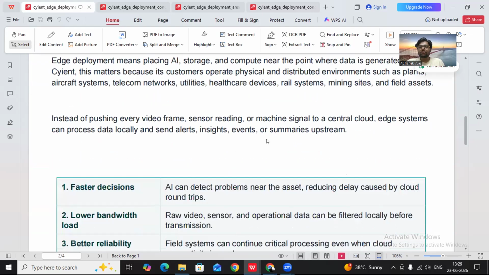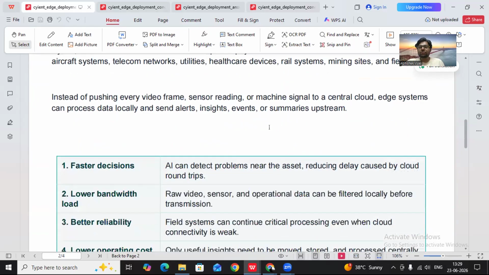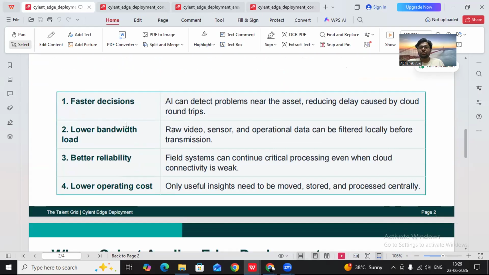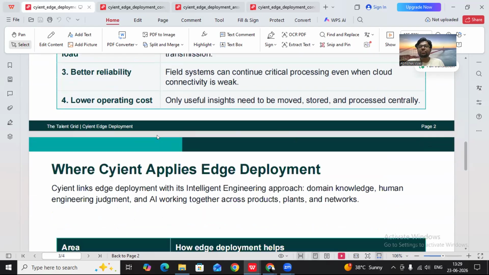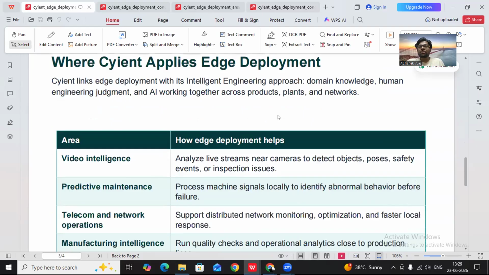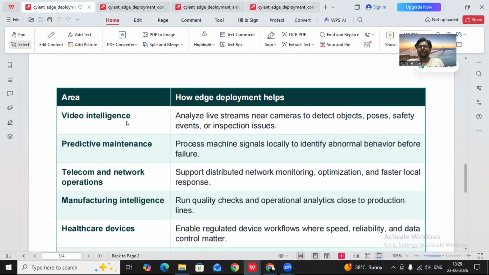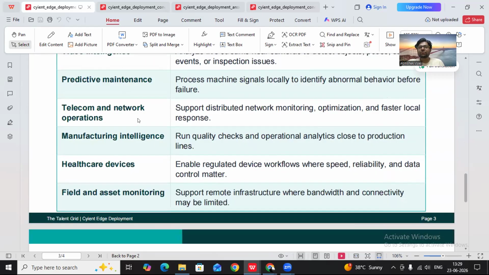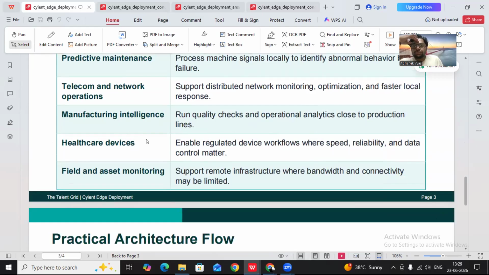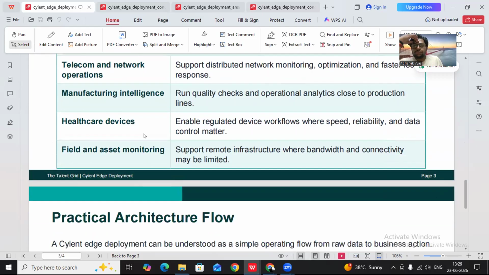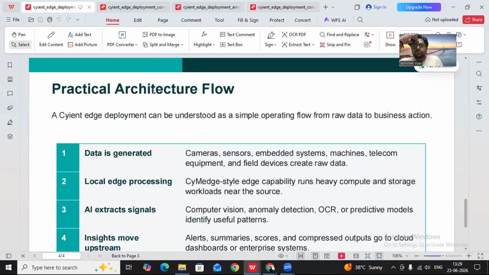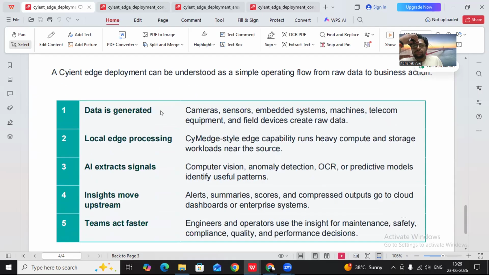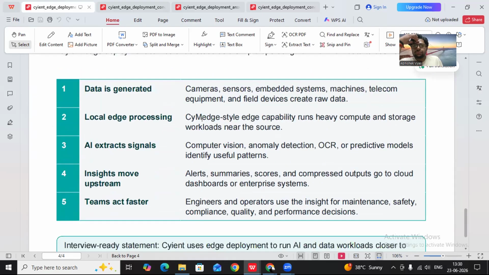I think you have already understood how Cyient is doing this. Edge deployment helps them in faster decisions, lower bandwidth load, better reliability, and lower operating cost. And they are deploying edge deployments in video intelligence, predictive maintenance, telecom and network operations, manufacturing intelligence, healthcare devices, and field and asset monitoring. So this is the overall area where they are deploying it. Okay. And these are certain practical architecture flows.